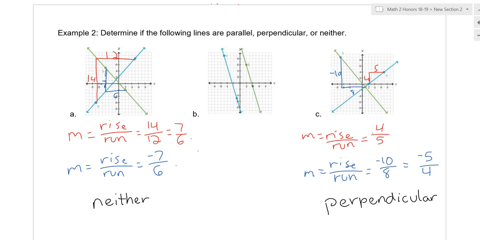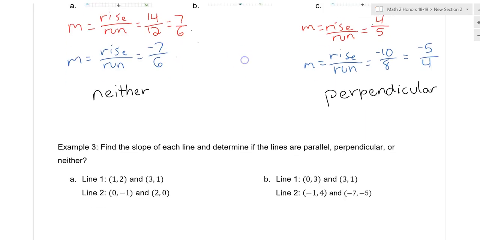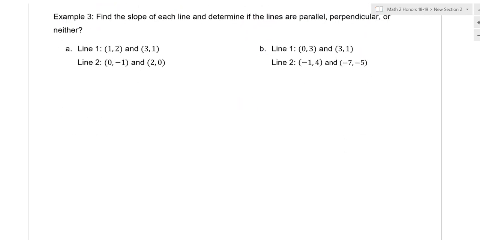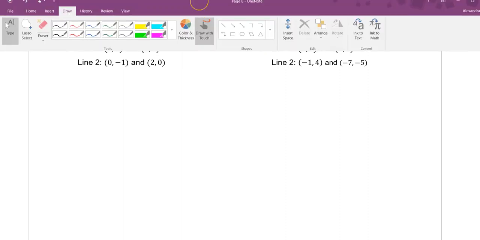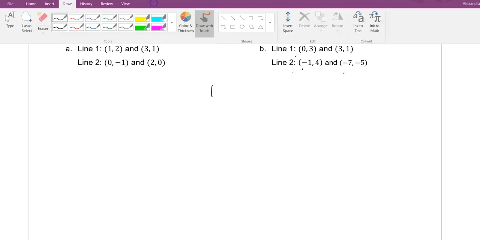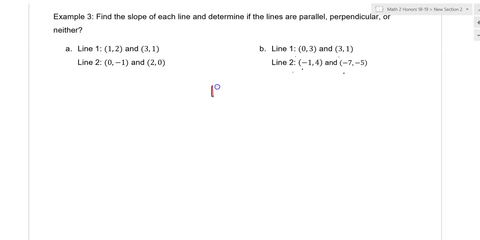Sorry. All right, we're going to look at one more example. I'm skipping a few. We're going to look at example 3B, same type of thing, but now we are using just the points. We don't have a graph and we don't have an equation. So it gives us the points of line 1 and the points of line 2. So we're going to start by finding the slope of line 1.